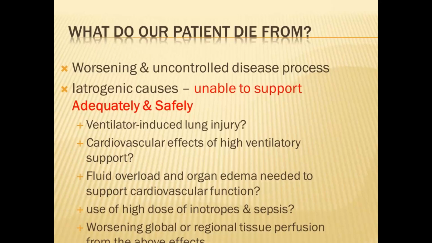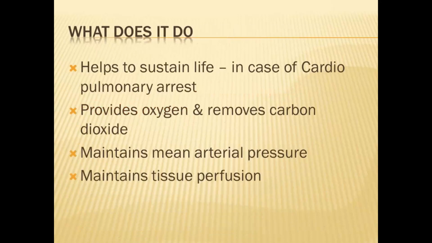Iatrogenic causes, like being unable to support them adequately and safely, are the most important. You may be able to support them adequately, but when you think about adequacy, you forget the safety. So it's very difficult to balance adequacy and safety. In bargaining to support them adequately, we lose the safety and end up with ventilator-induced lung injuries, cardiovascular effects of high ventilator support, fluid overload, high doses of inotropic requirements, which lead to global tissue hypoperfusion, hypothermia, and then secondary sepsis. And that's probably the reason most of our patients die.